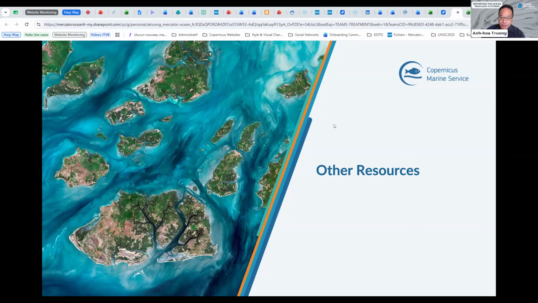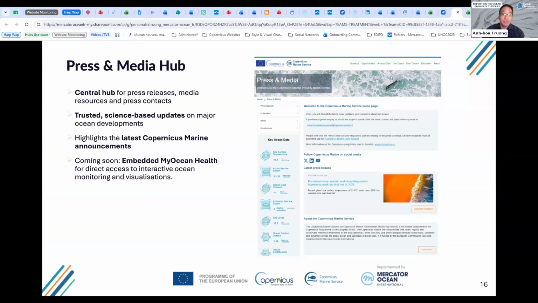The first one is kind of a standard one. It's the Press and Media Hub on our Copernicus Marine website. It's a central hub for press releases, media resources, and press contacts. It's going to provide trusted science-based updates on major ocean developments. It's going to highlight, of course, the latest Copernicus Marine announcements.